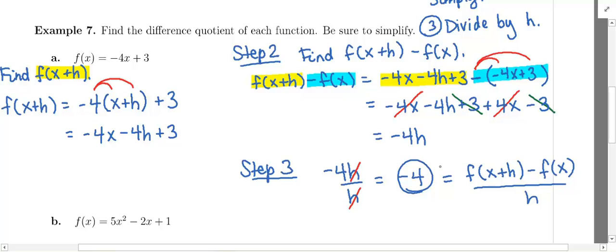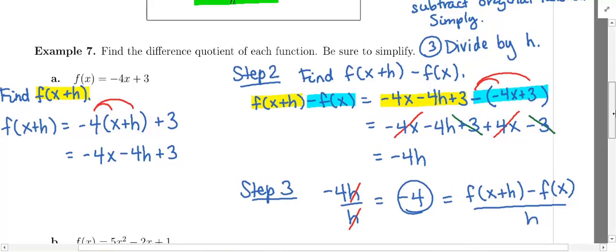This is the difference quotient. This is the answer. It's negative 4. This is a pretty simple answer. Like I said, the more complicated your function is, the more complicated the answer will be. I will give you a little hint here. Like I said, when I first showed you this original function, this is a line. So this is y equals mx plus b.